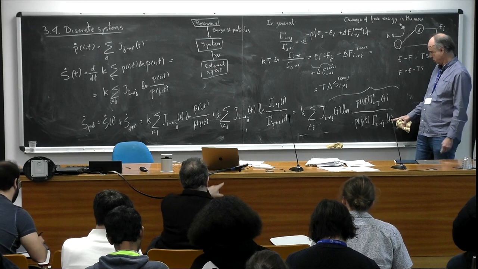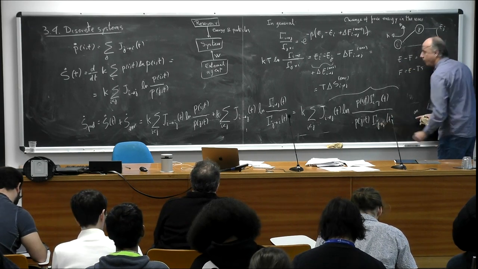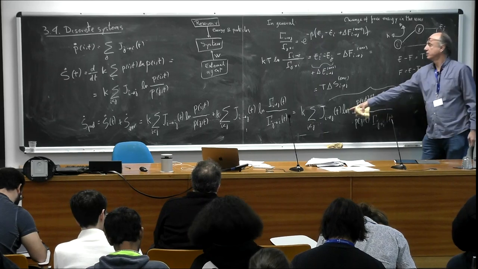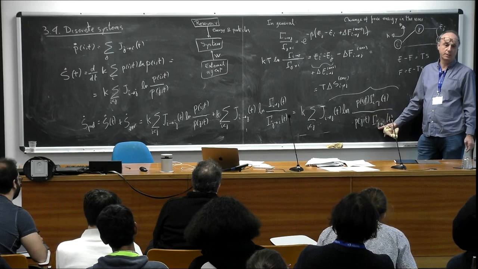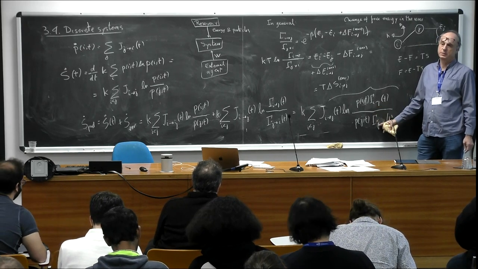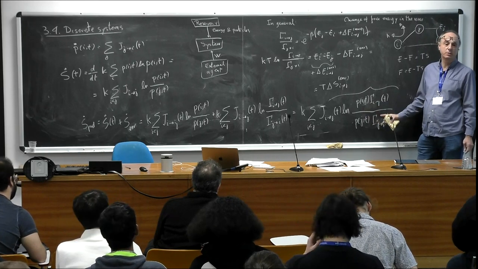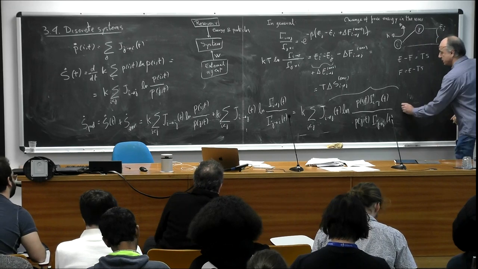So the current is this minus this number. So whenever the current is positive, this is bigger than this, and the log is positive. Whenever the current is negative, this is. And only when the current is zero, this is one, and this. So this is bigger than zero.